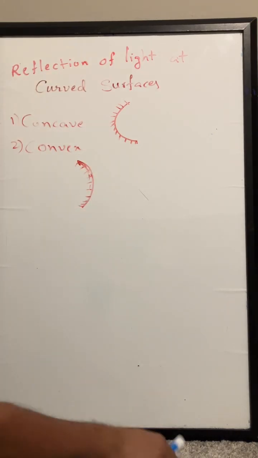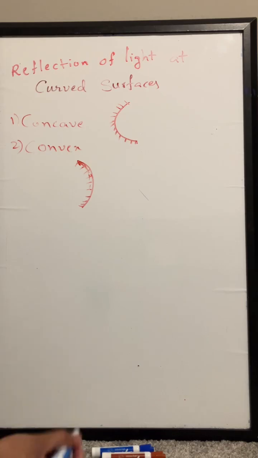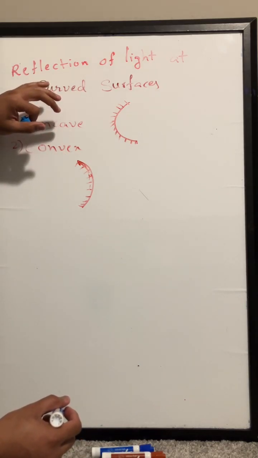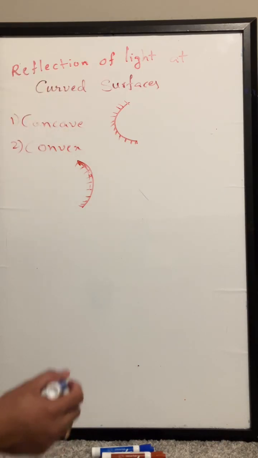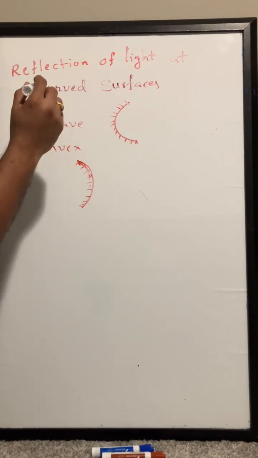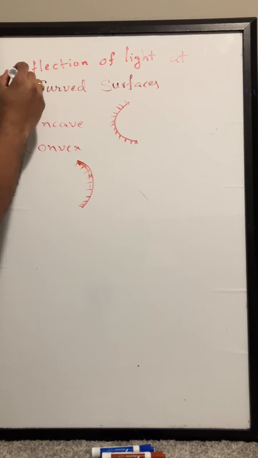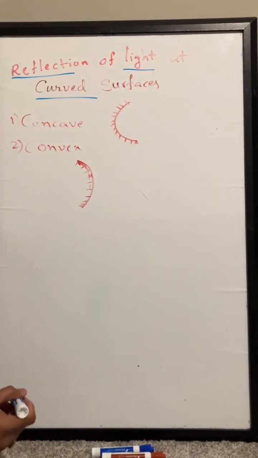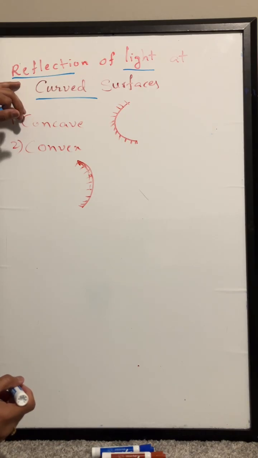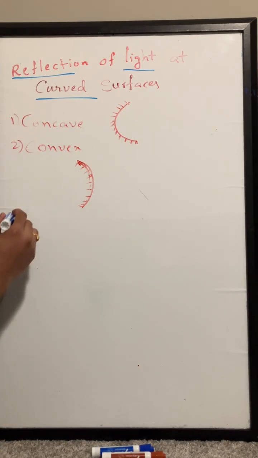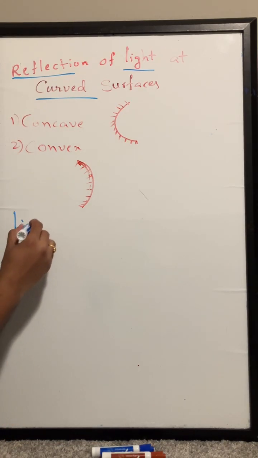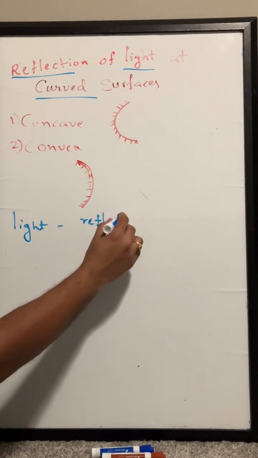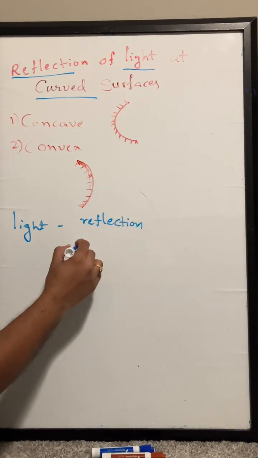If we look at these words carefully, in all my lessons I'll focus on the chapter name and the words. These are very important things that we have to focus on. Reflection, light, curved. He's not talking about just light. There are two concepts: reflection and refraction.